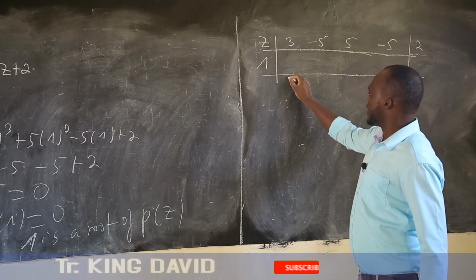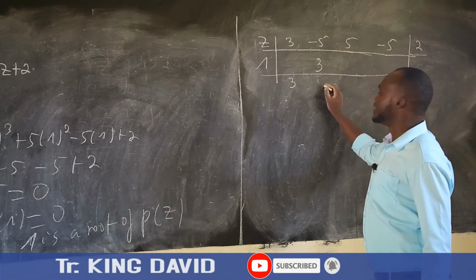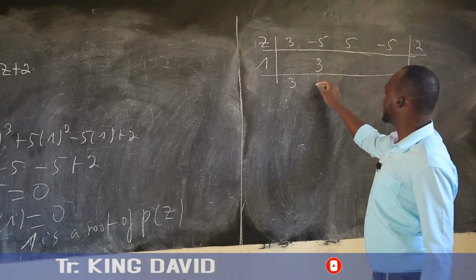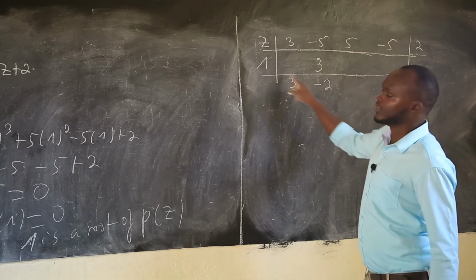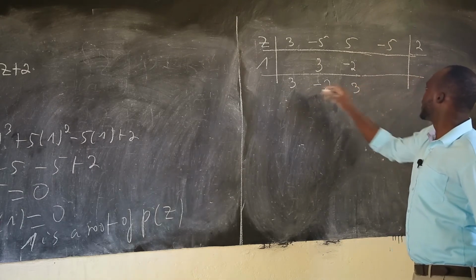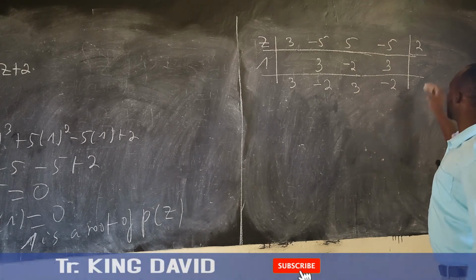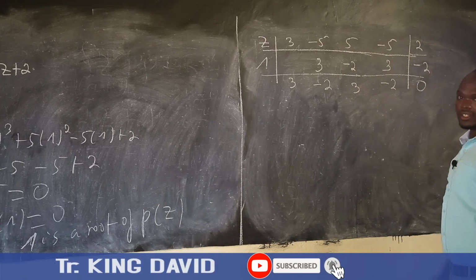So bring this 3 here. 3 times 1, that is 3. Negative 5 plus 3, that is negative 2. Negative 2 times 1, that is negative 2. This is 3. 3 times 1, that is 3. That's negative 2. Negative 2 times 1, that is negative 2. Here we get 0.